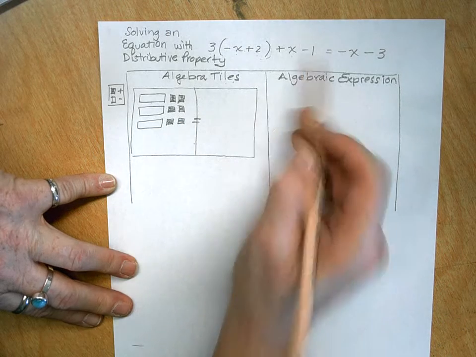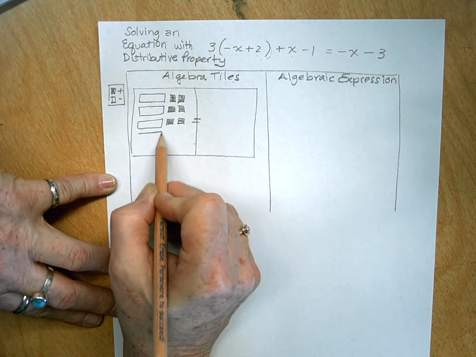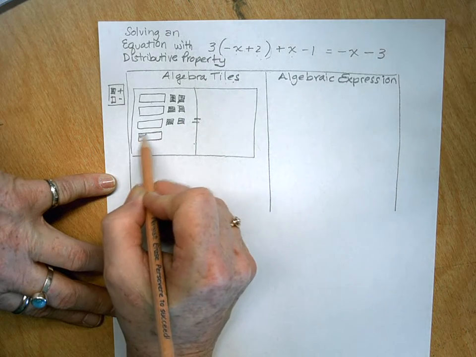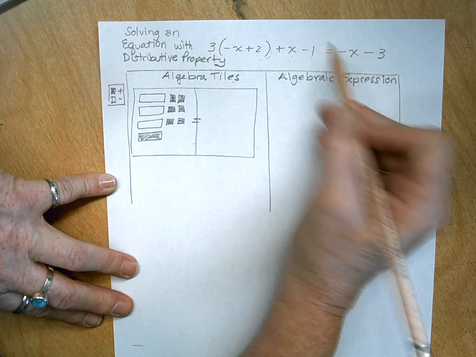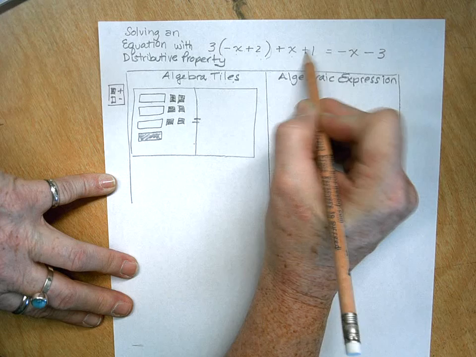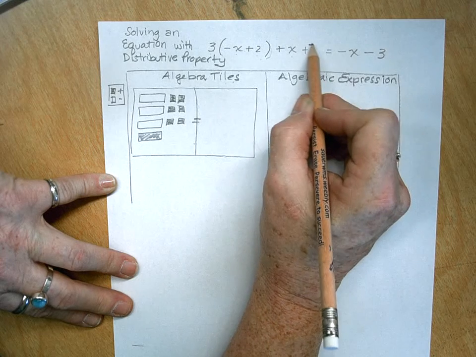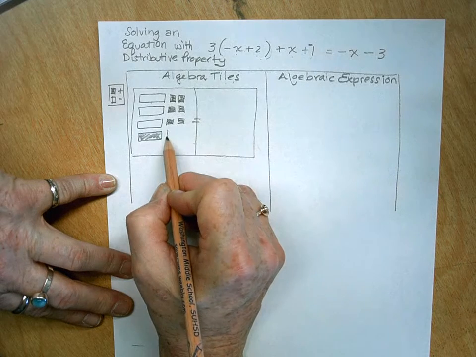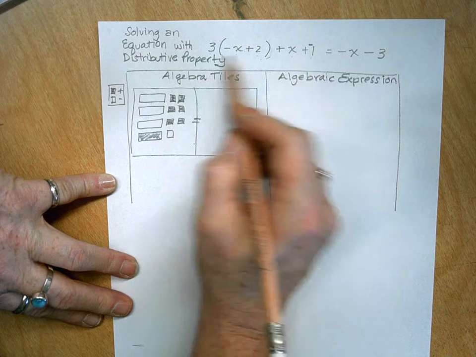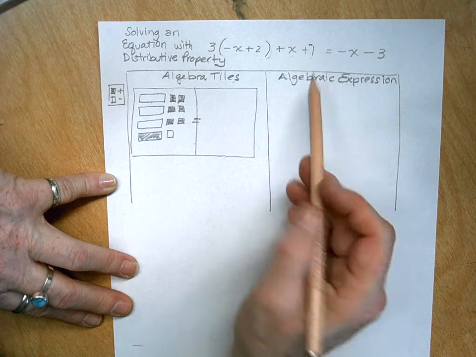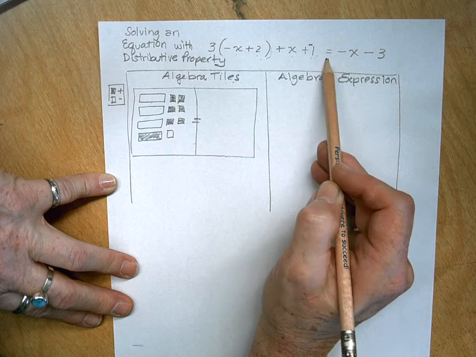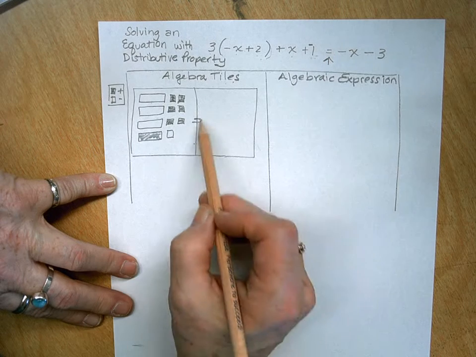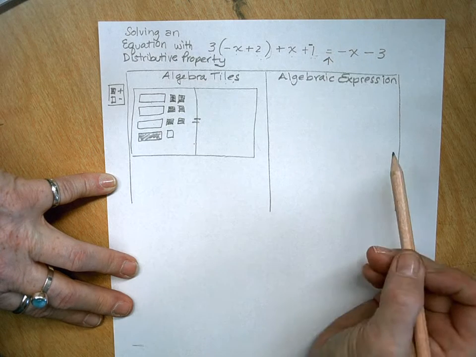I also need another positive x. I need to shade that in because it's positive. And, this is the same, subtraction is the same as add the opposite. So I also need a negative 1. So I finished the left-hand side expression. I call this the left-hand side expression because it's on the left side of the equal sign.